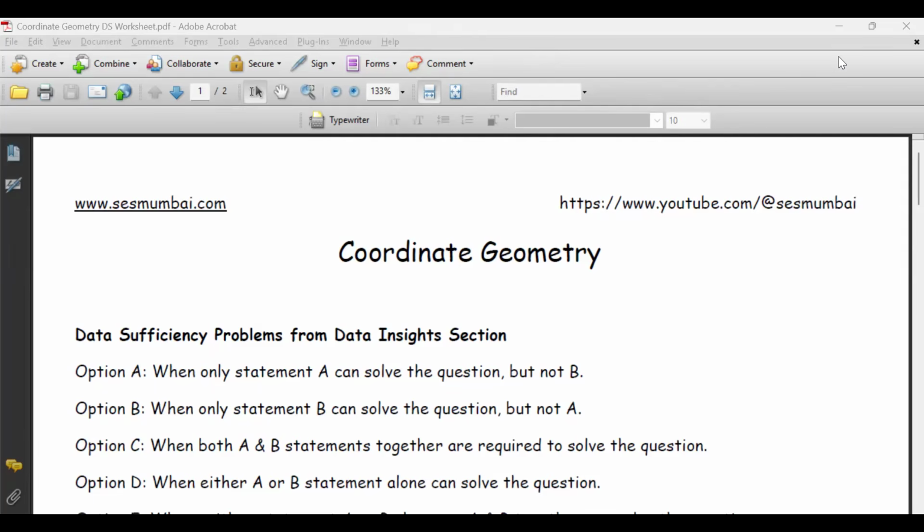This particular video is only the solution of this data sufficiency worksheet, coordinate geometry. No detailed explanations. All right. Only explanations, no detailed review of the coordinate geometry topic, only explanations of this particular worksheet.